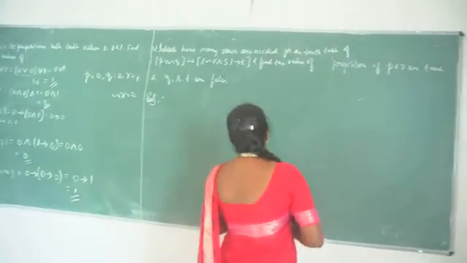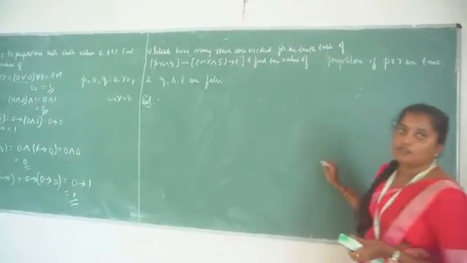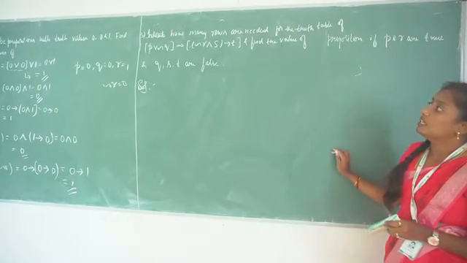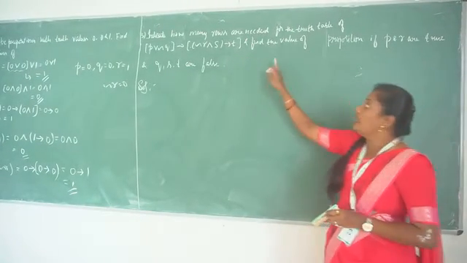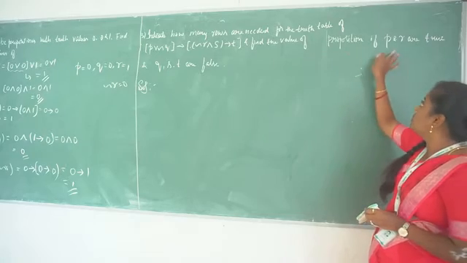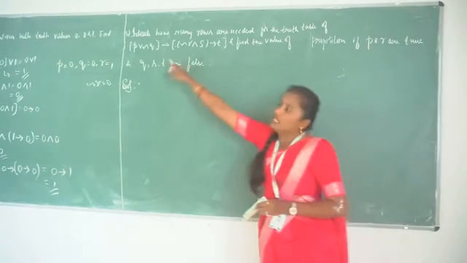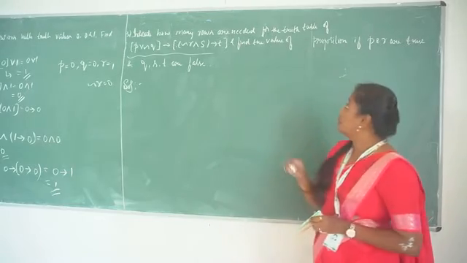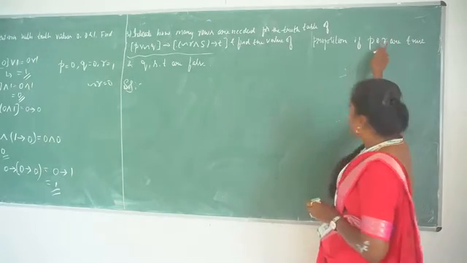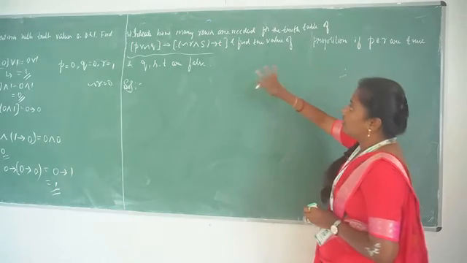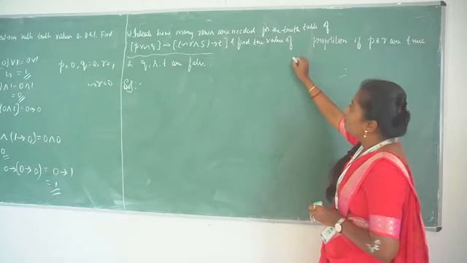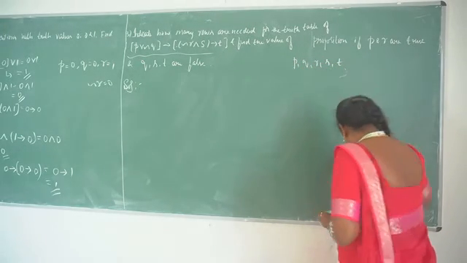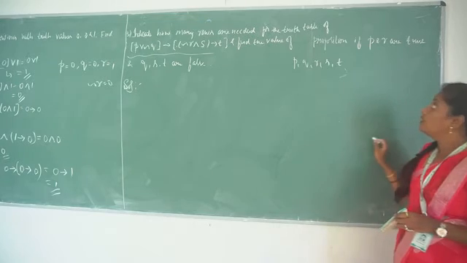Indicate how many rows are needed for the truth table of the given statement and find the value of the proposition. This is the given proposition, and we have to find its value if P and R are true. So here there are totally 5 propositions: P, Q, R, S and T. So P, Q, R, S, T are the 5 statements.